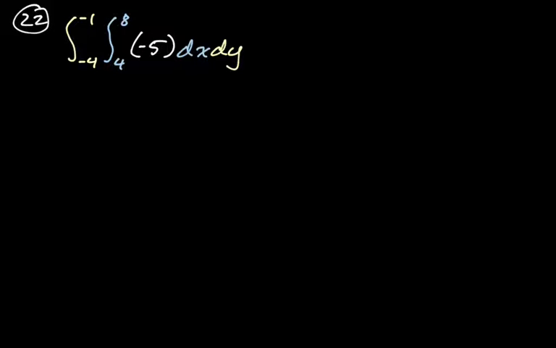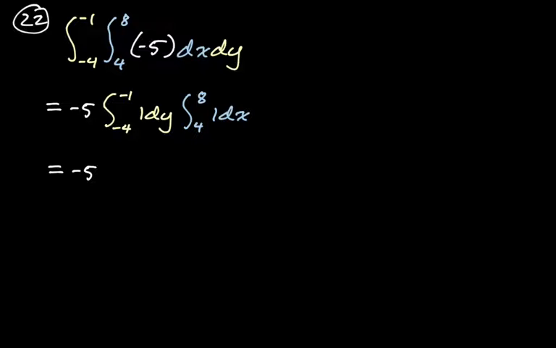So what I'm going to do is I'm going to say that -5 isn't really an x or a y. It's actually just a constant. I'm going to factor it out of the first integral, and then it's a constant for the second integral. I'm going to factor it out of that. So overall, I'm just going to factor it out. And then I'm going to split this, so I'll have -5 times the integral from -4 to -1 of just 1 dy times the integral from 4 to 8 of just 1 dx. And now we're just going to do these.